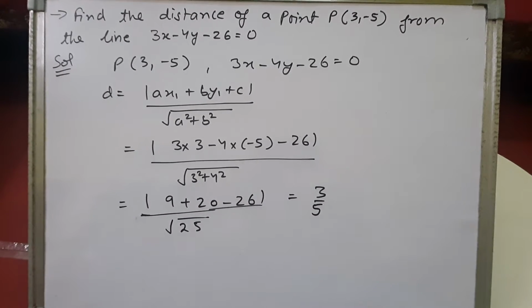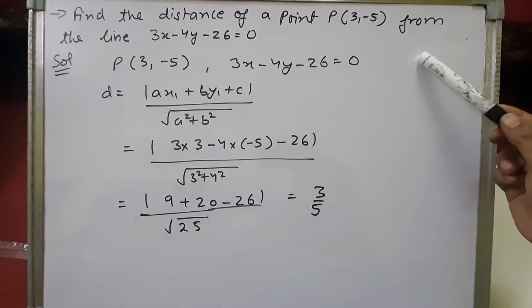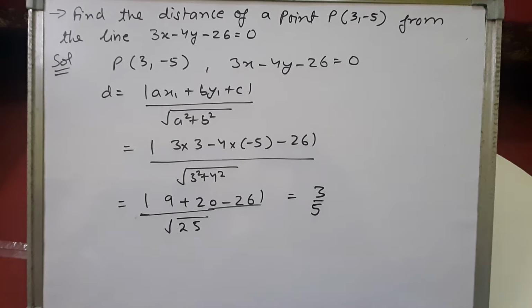Okay children, let's see a few sums. Now here it is given: find the distance of a point P (3, -5) from the line 3x - 4y = 26. Alright. So we have to find the perpendicular distance from (3, -5) to the given line. So what is the formula for finding the distance? That is mod of a x1 plus b y1 plus c upon under root a square plus b square.